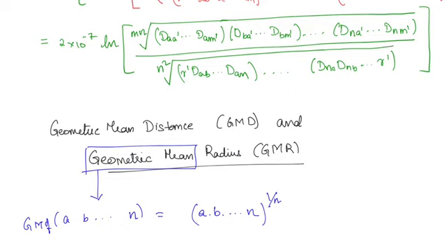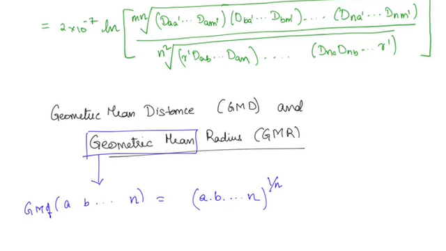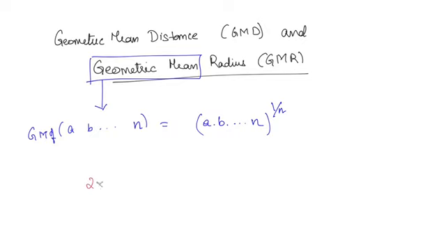But here the distances that we have taken are the distances from each of the filaments of X to the filaments of itself. So that is why we call it the radius, because it consists of only one conductor. So that is how the numerator is the geometric mean distance and the denominator is the geometric mean radius. So this expression you can simply write as 2 into 10 to the power minus 7 ln geometric mean distance divided by the geometric mean radius.